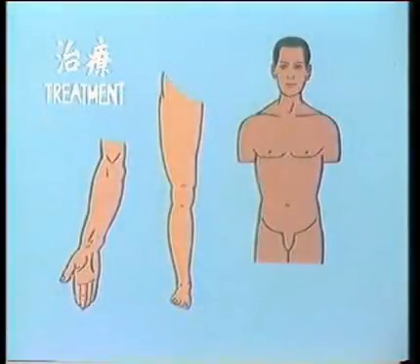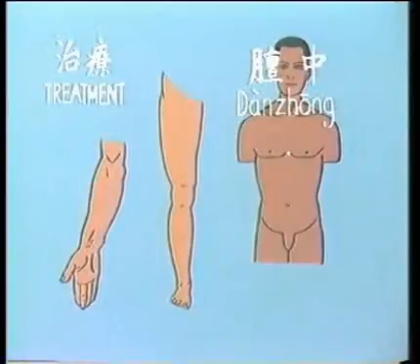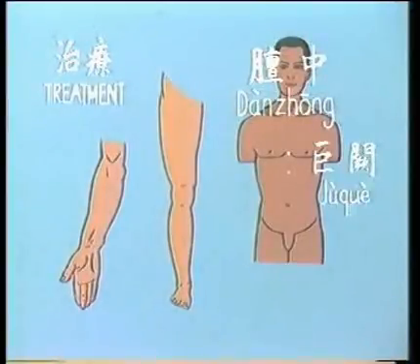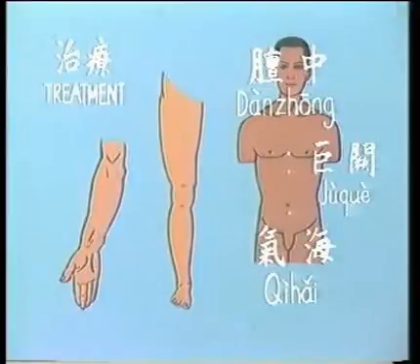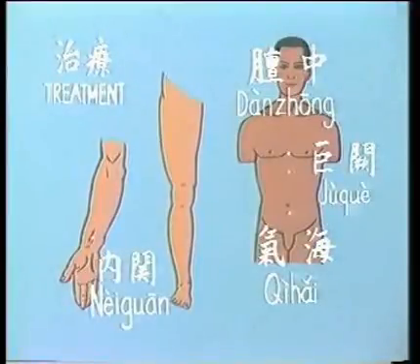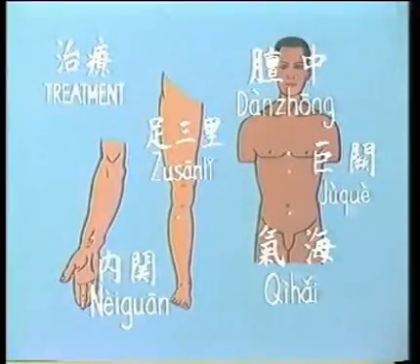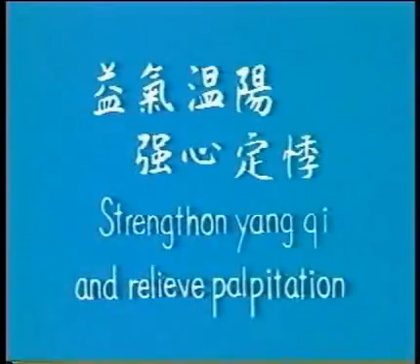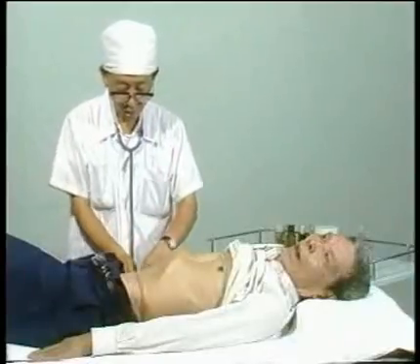Treatment: Danzhong, Ren 17, Juque, Ren 14, Qihai, Ren 6, Neiguan, Pericardium 6, and Zusanli, Stomach 36. This prescription can invigorate qi and warm the yang, strengthen the heart, and relieve palpitation.